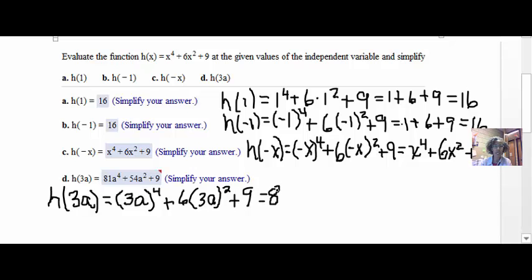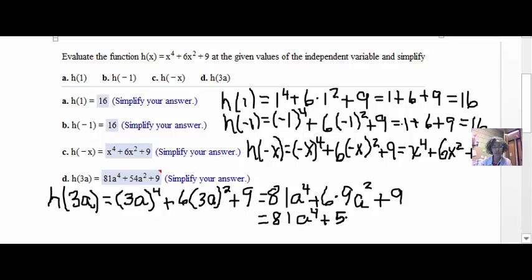So you get 81 a to the 4th plus 6 times 9a squared plus 9. And simplifying that, we do get the answer that you see MyMathLab has put into this. So that answer you see in the blue box is the correct answer that was entered.